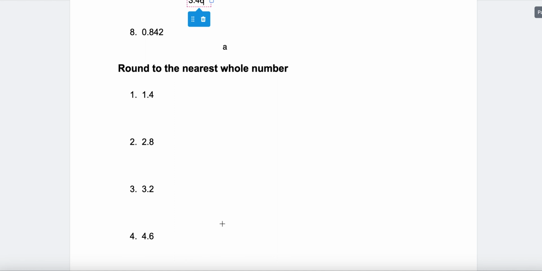This one says round to the nearest whole number. Okay, so this one should be fairly easy because you only have to look at the decimal number behind. So 4 is less than 5, which means we round it down. So the answer is 1. What do you think the answer will be for 2? I'll give you 10 seconds. This one will be 3.